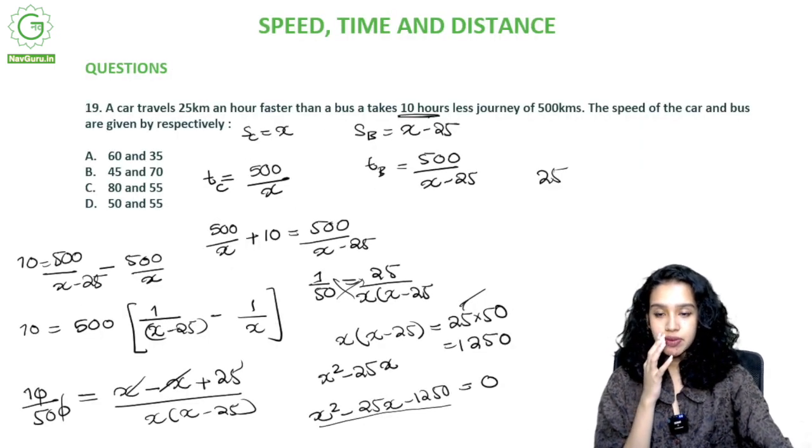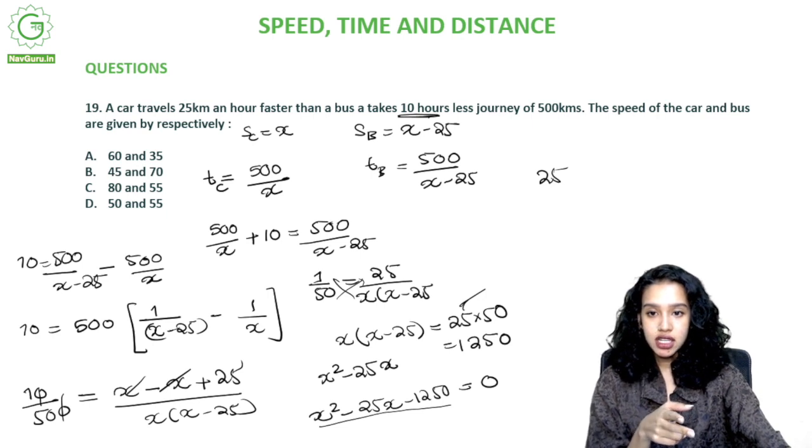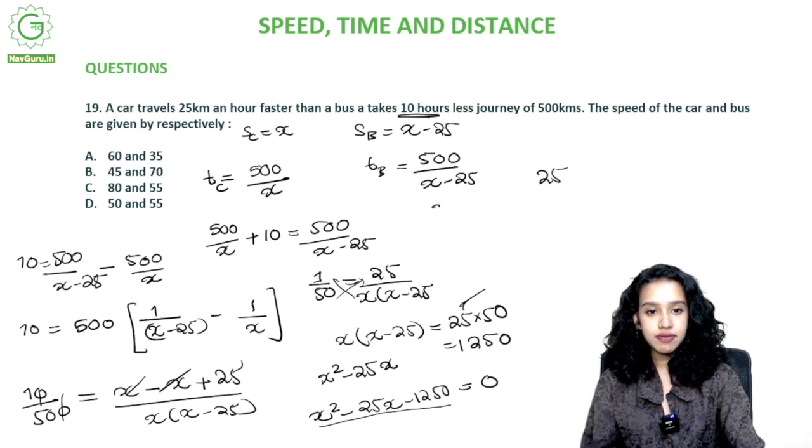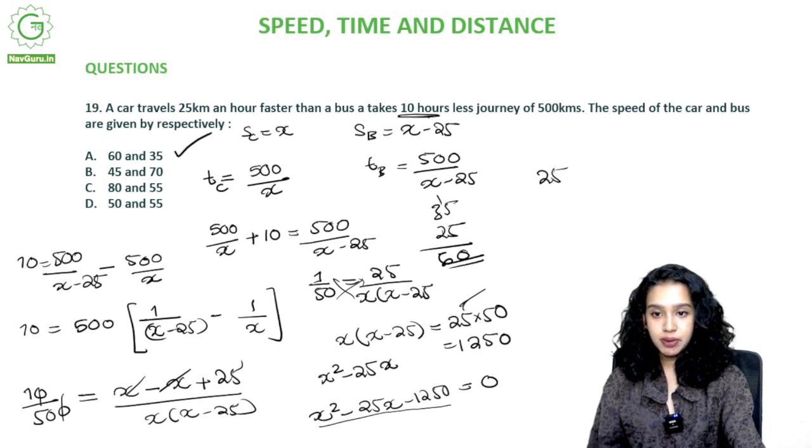Let's see whether there is something where the other one is 25 greater than this. So 35 plus 25 is 60. So 60 and 35 is the right pair.